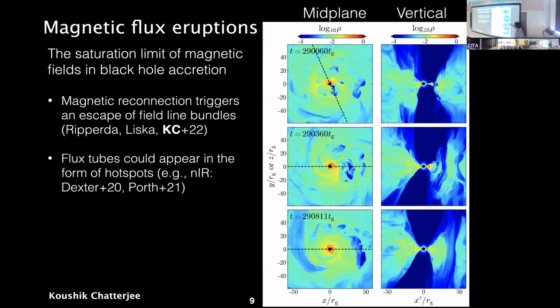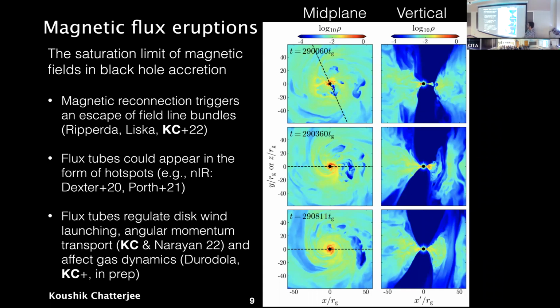Because these flux tubes are crashing into the flow, this could appear in the form of hotspots, especially in the near infrared. A couple of papers looked into that. Especially at these points over here, you have pretty hot gas. And like I said, because the flux tubes are interacting with the gas, punching against it, the tubes can launch disk winds. They regulate angular momentum, especially in these magnetically arrested flows. And of course, they affect what the velocity field of the gas is.